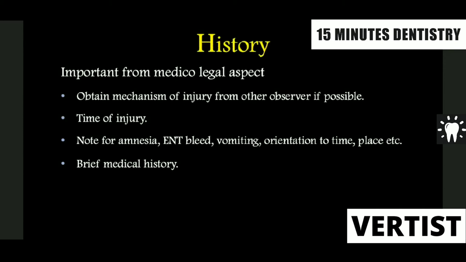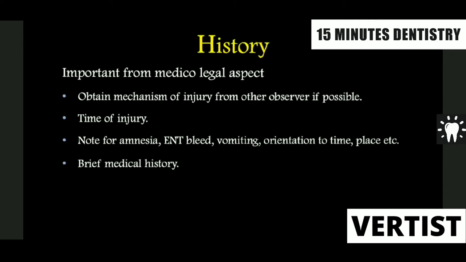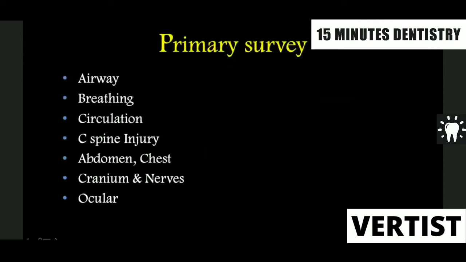Now this time of injury refers to the golden period and the platinum minutes, that if there is extensive trauma, we can handle it very well. We also have to note for amnesia, ENT bleed, vomiting, orientation to time and place, because this will tell you whether the patient has suffered a head injury, right? And of course, a brief medical history is important so that we can institute the proper treatment. Okay. Now, the first thing that one has to deal with is the primary survey.